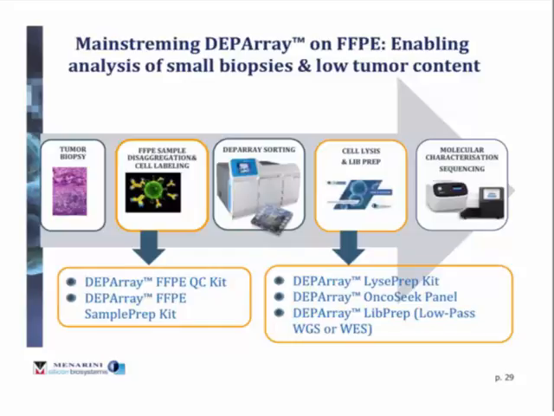small tumor biopsies. We have protocols and kits, the FFPE-QC kit to assess the DNA integrity, and the FFPE sample prep kit, which is the next in line to stain and suspend the cells from the sample in order to load it as a cell suspension on the DEPArray. And from there, we isolate pure cells, we lyse the cells, and we can prepare a library for targeted sequencing with what we call the DEPArray OncoSeek panel, or library preparation for general large-scale investigation like low pass or whole genome or whole exome sequencing.